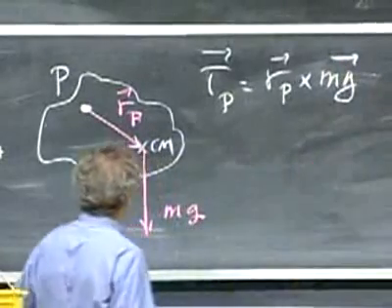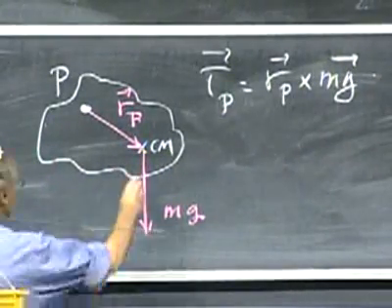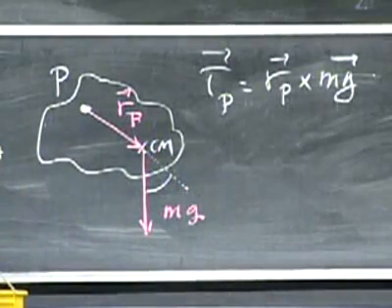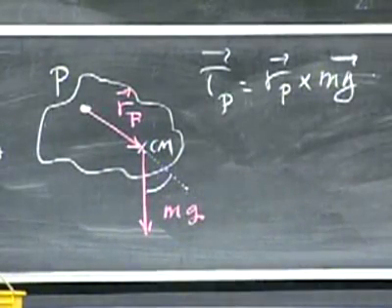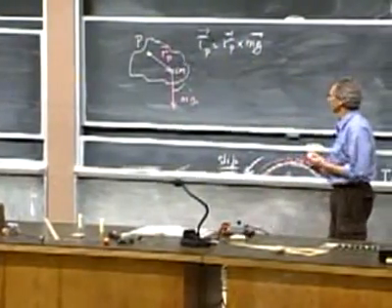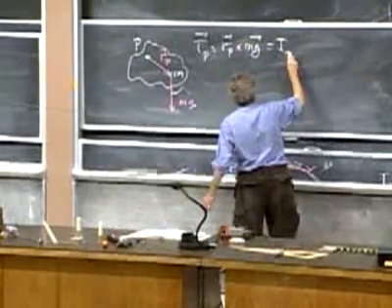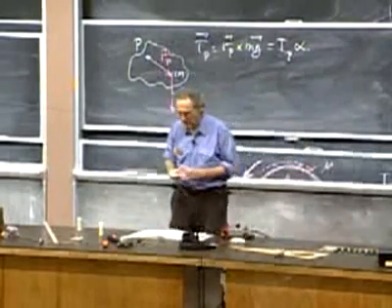I put a vector sign over here because you have to take the cross product between the two, so the sign of this angle has to be taken into account. This object is going to rotate. It's clearly going to rotate about that point P. The torque equals I about that point P times alpha, and alpha is the angular acceleration.